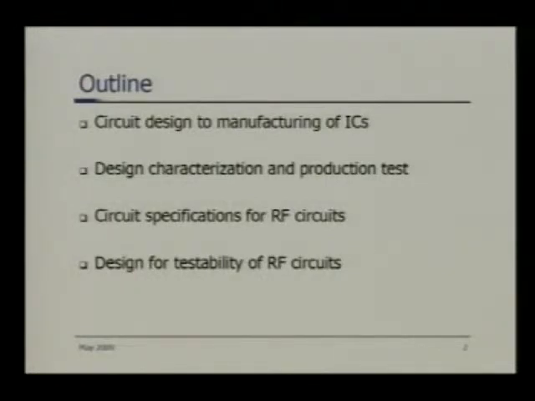The outline is circuit design to manufacturing of ICs. In this bullet, I'm going to give an overview from circuit design to circuit manufacturing, and we'll go through each step and show what things are important and useful, or what we care about, for testability. Next, I'll discuss design characterization and production tests, particularly the difference between them.